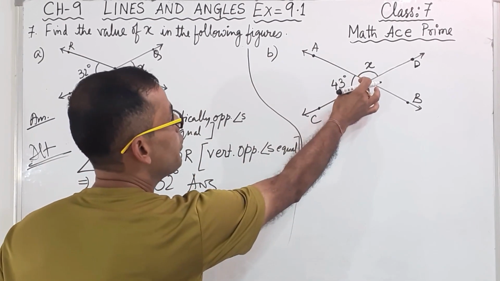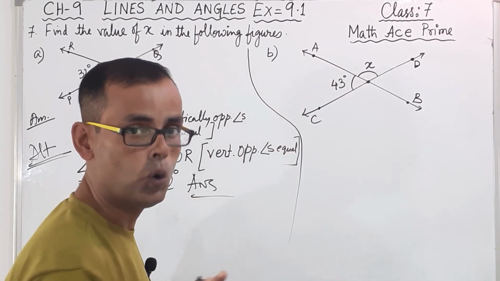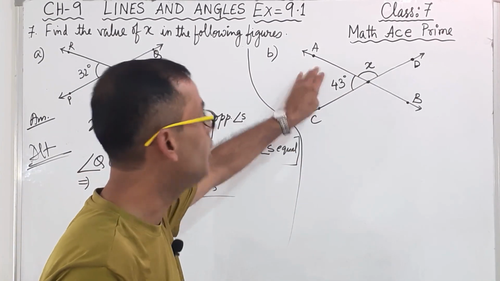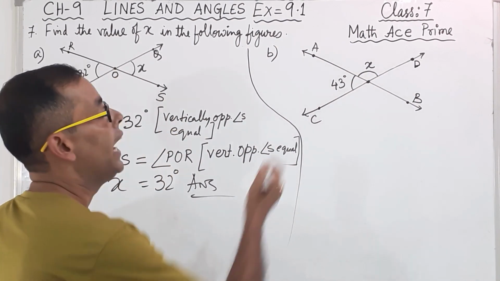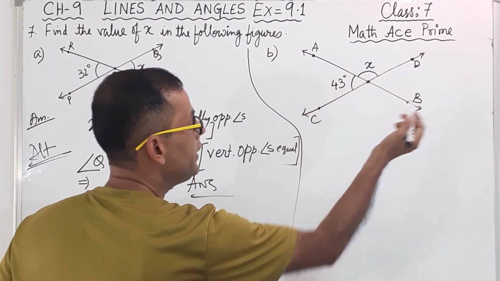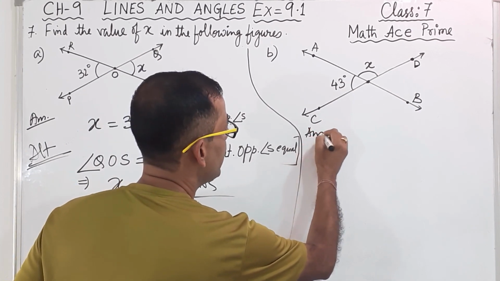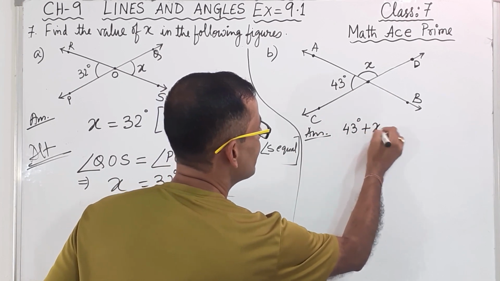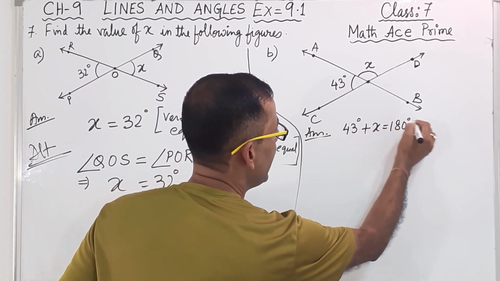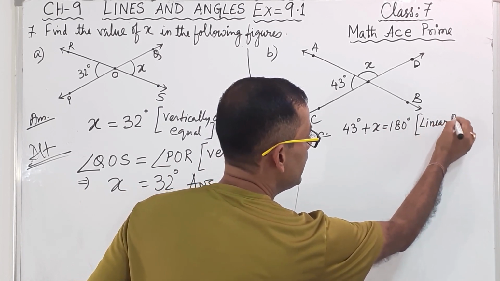OA, or from here to here, O is not written. So from here to here, it is OA, and that is the common arm. OD or OC is the non-common arm, and they are forming how much degree? 180 degree. Why? Linear pair. So one way is what? How to do it? Now 43 degree plus x equal to 180 degree, and the reason you have to write is linear pair.